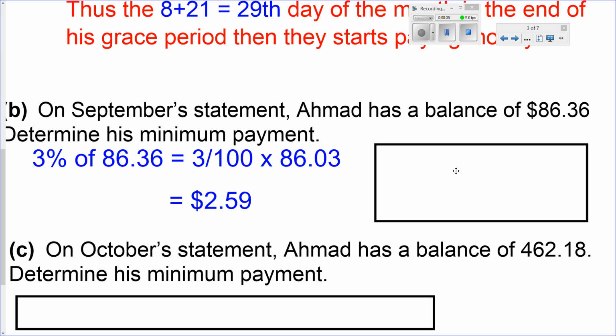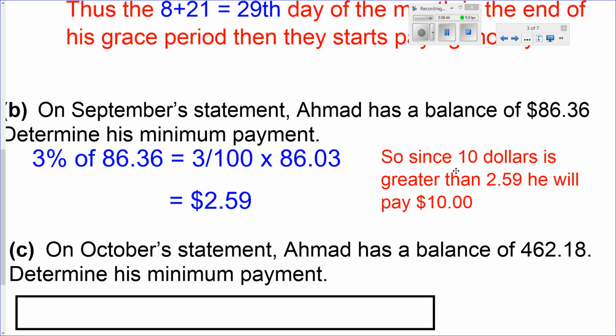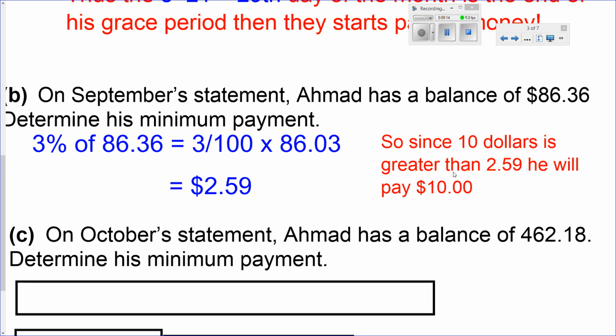Every time we do these problems, we always want to have a concluding statement. So, since $10 is greater than $2.59, he's going to end up paying $10 based on the rules that were defined up above on the statement. You either paid a minimum of $10 or you paid 3% of the balance. In this case, we only had $2.59, so the credit card company is going to charge you $10 instead. They're evil, aren't they? But sometimes you need this stuff.